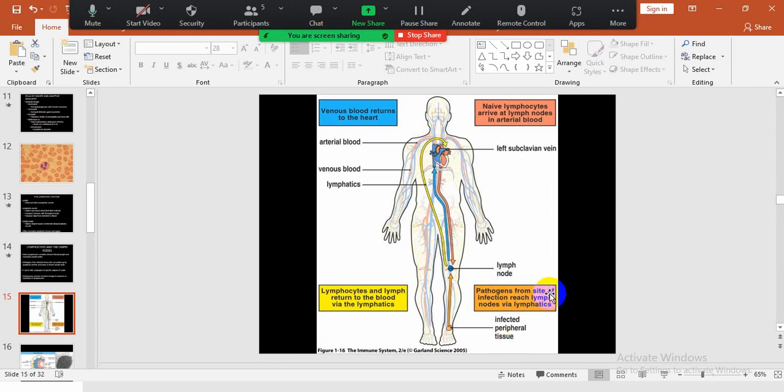So pathogens from the site of infection reach the lymph nodes, that's from here to here. Then they are fought by the T lymphocytes and the B cells. And afterwards, they are cleared from the blood. Then the rest of the lymph drains into the heart, through the right subclavian vein to the heart.